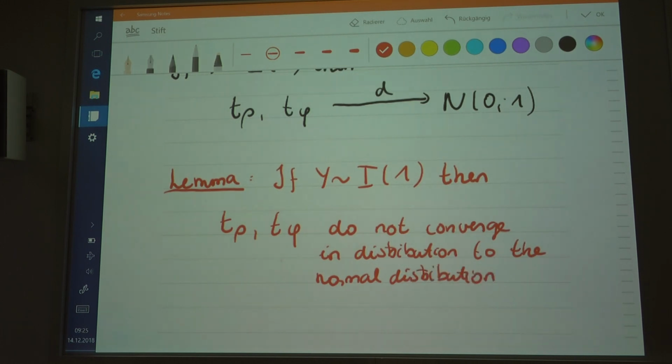And that is very important. So they are not asymptotically normal. They do not converge in distribution to the normal distribution, and that is a problem. That was figured out in the 1970s by Dickey and Fuller. I think in 1979 or something, almost 40 years ago.